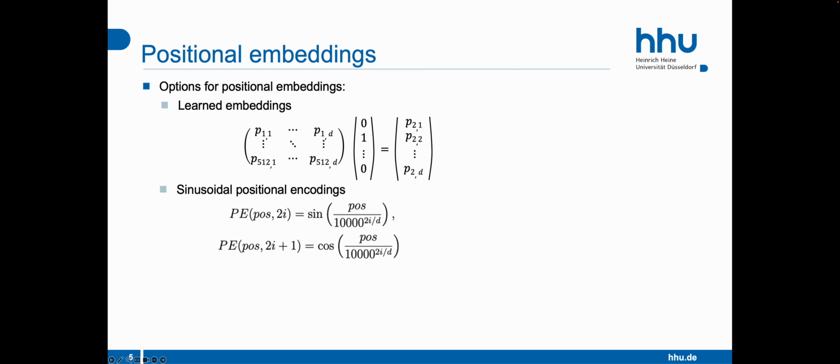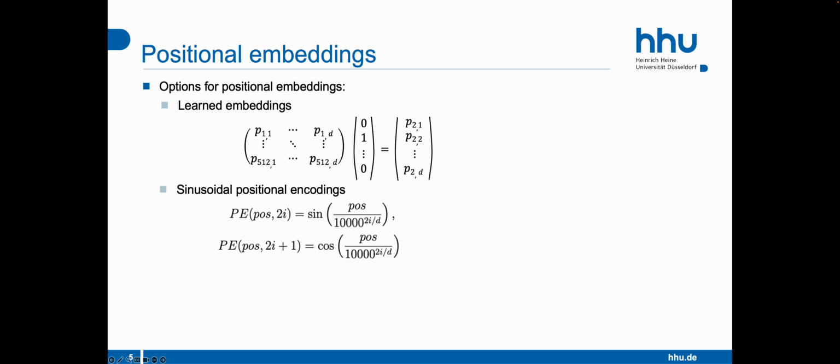Another option that we also already have learned about are sinusoidal positional embeddings, which are defined positional embeddings using the sine and cosine functions, and those embeddings are not adjusted during training.